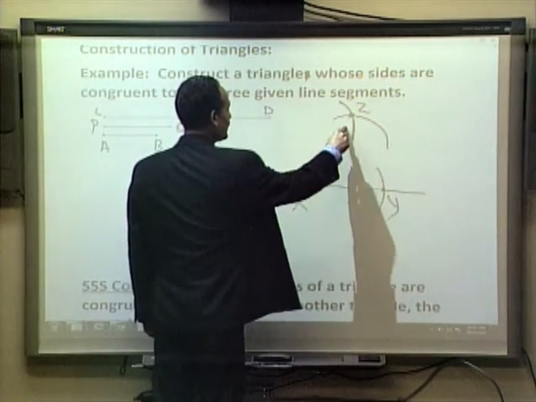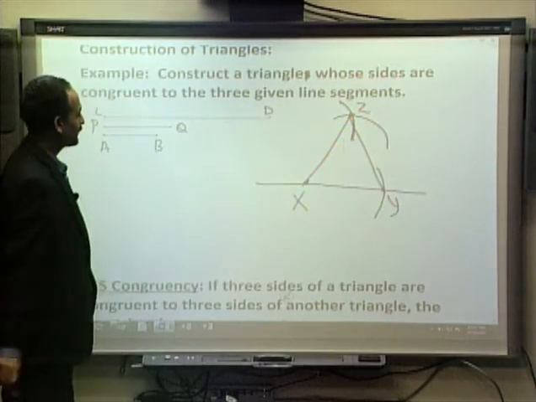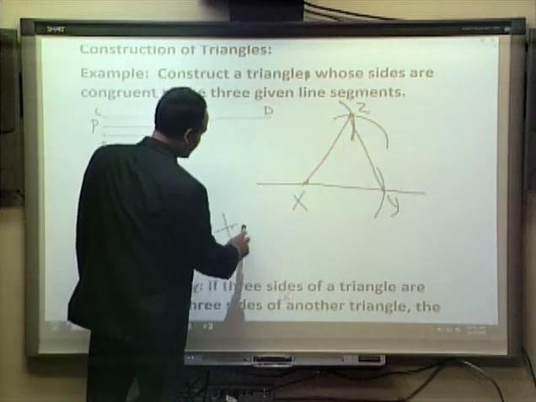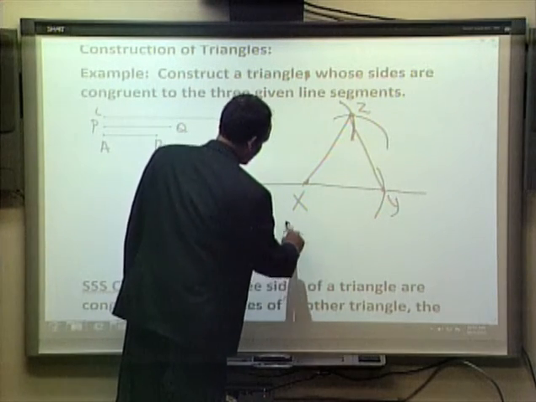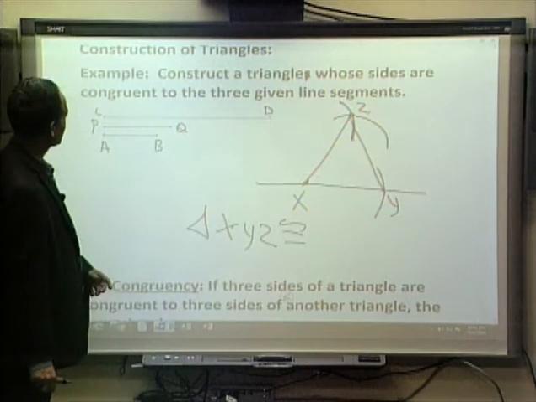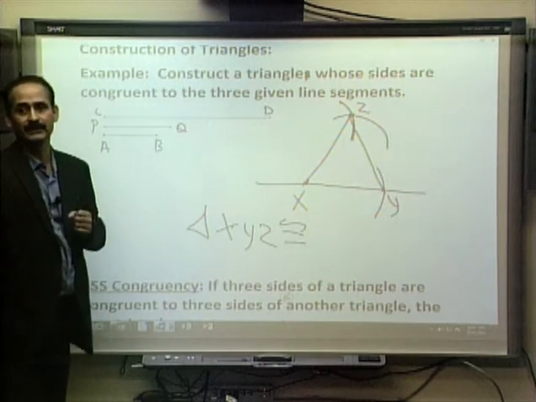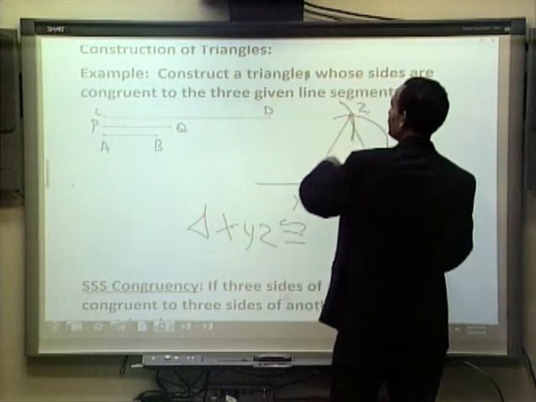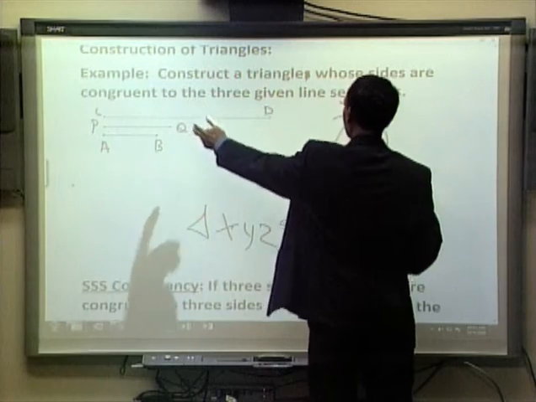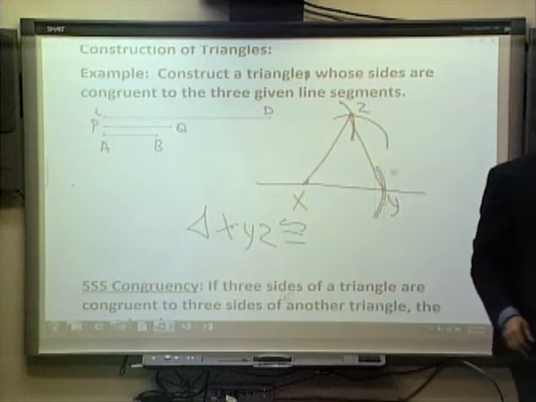Now, if you connect X and G and Y and G, we have a triangle now, triangle XYZ, and this triangle will be congruent to the triangle whose sides are AB, PQ and CD, because XY will be equal to AB, YZ will be equal to PQ and XZ will be equal to CD.